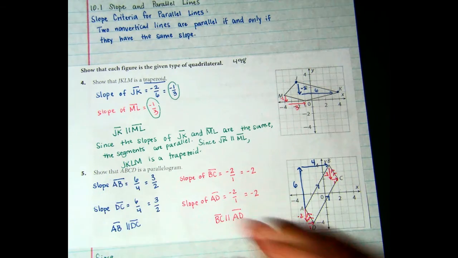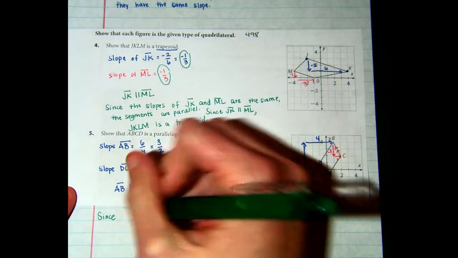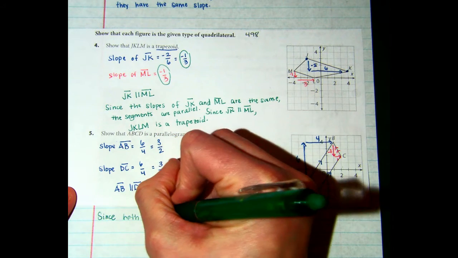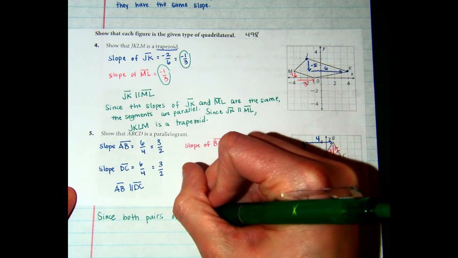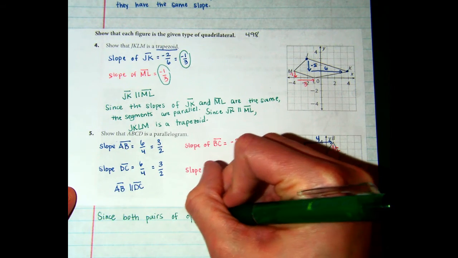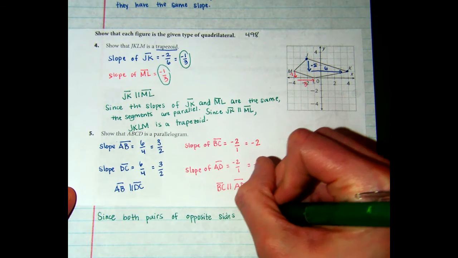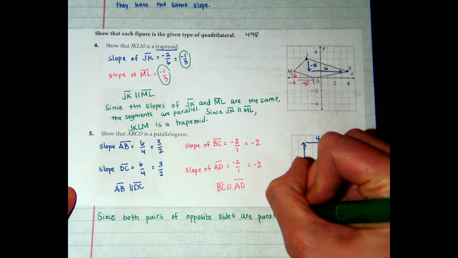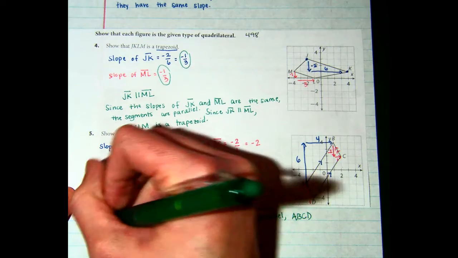So that's how I'm going to write the answer. Since both pairs of opposite sides are parallel, ABCD is a parallelogram.